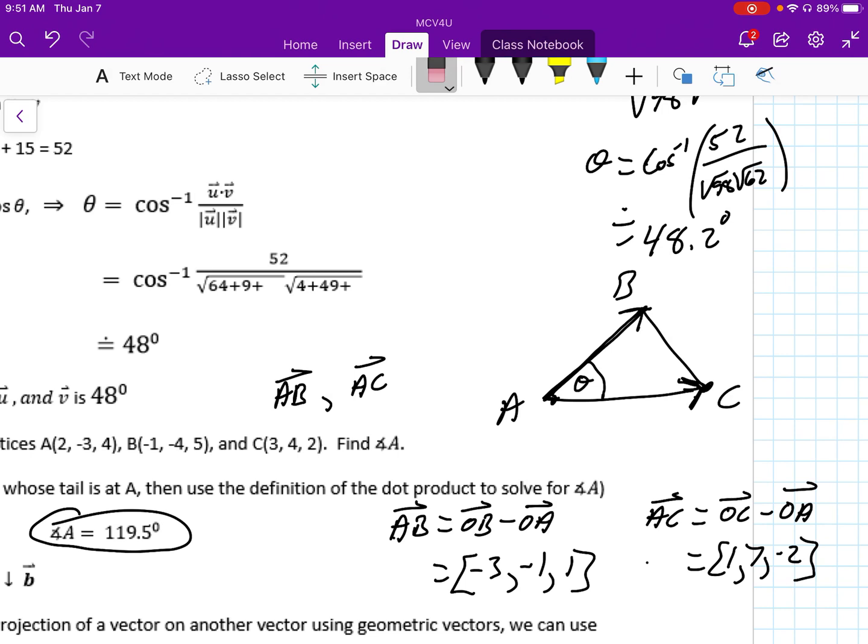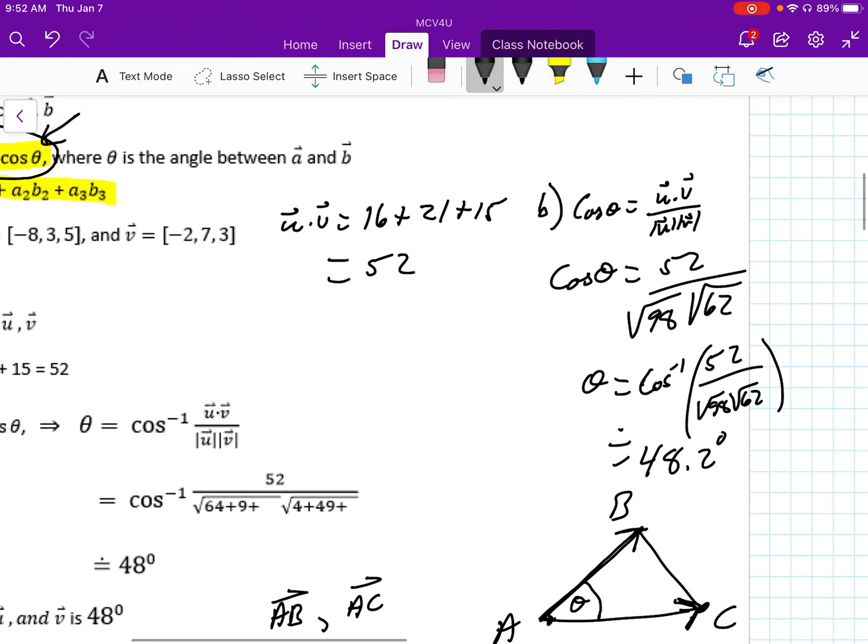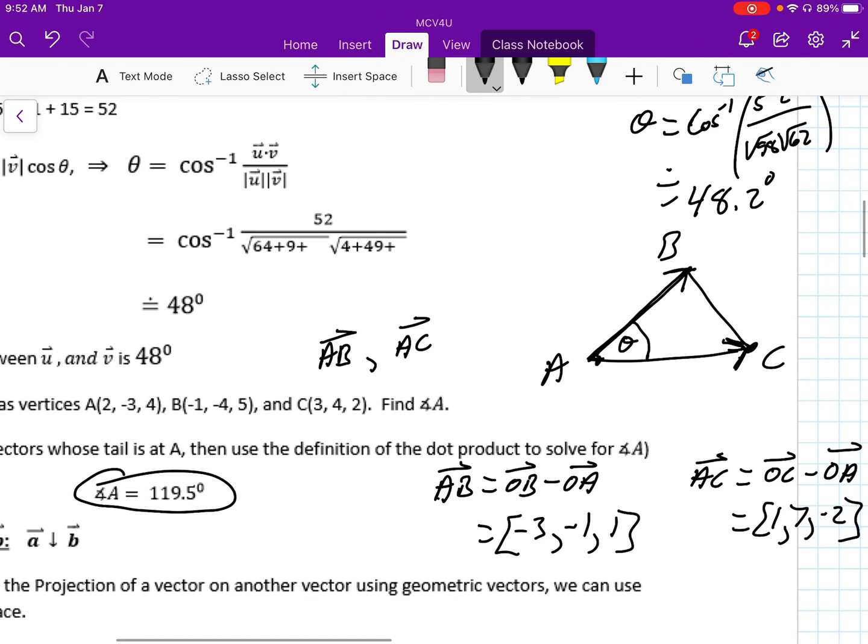Okay, so this is the key thing here: make sure that they are lined up tail to tail. This is how you do it, right? If you're looking for angle A, it's the AB and AC vectors that you're looking for. The rest is just finding it the same way as we did above, using the dot product and the magnitudes of these. And you can verify that that's what you have.